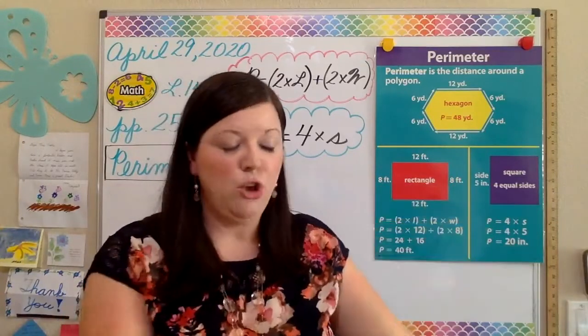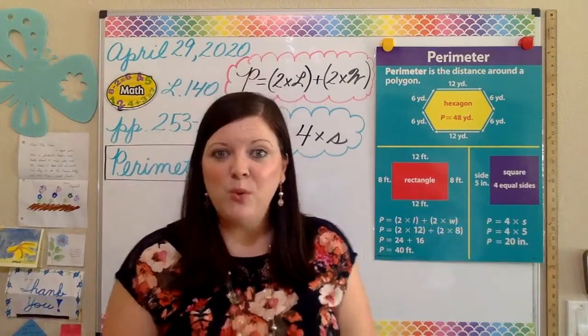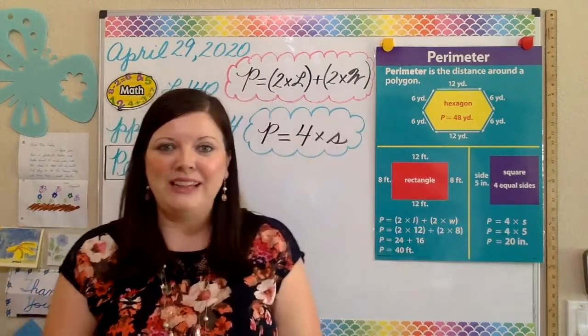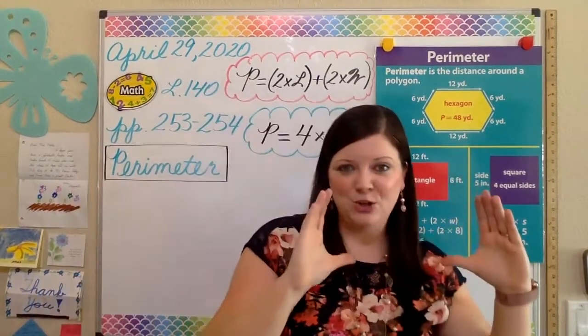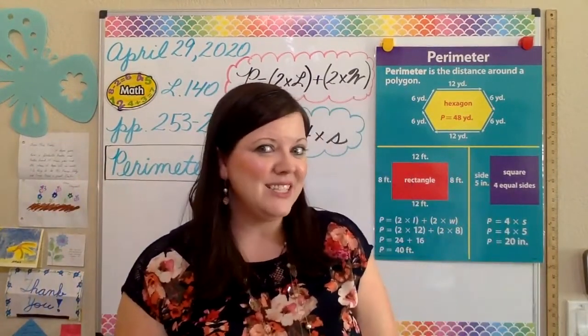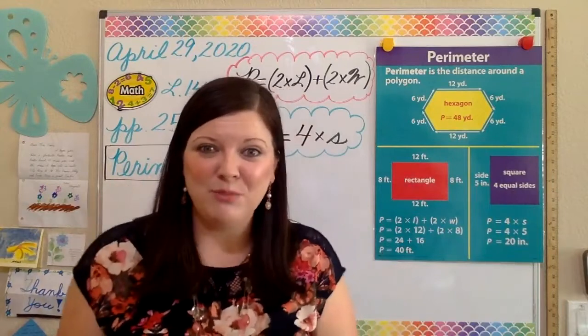Now, we used a formula the last time we were together. We used this formula that you see in my red cloud here. P equals 2 times L plus 2 times W. Remember what those parentheses mean? Do me first, do me first, do me first.